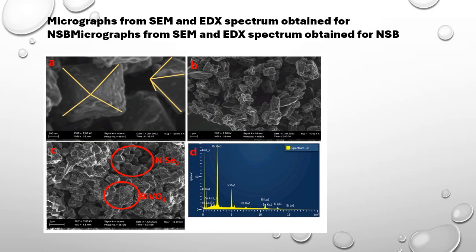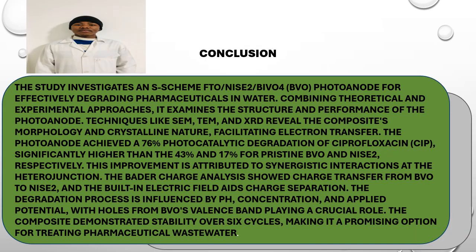So these micrographs were obtained from the SEM study, like A, B, and C, which show the presence of nickel selenide and bismuth vanadate. This clearly indicates that there are contaminations in the water that we drink that are caused by pharmaceutical contaminations.